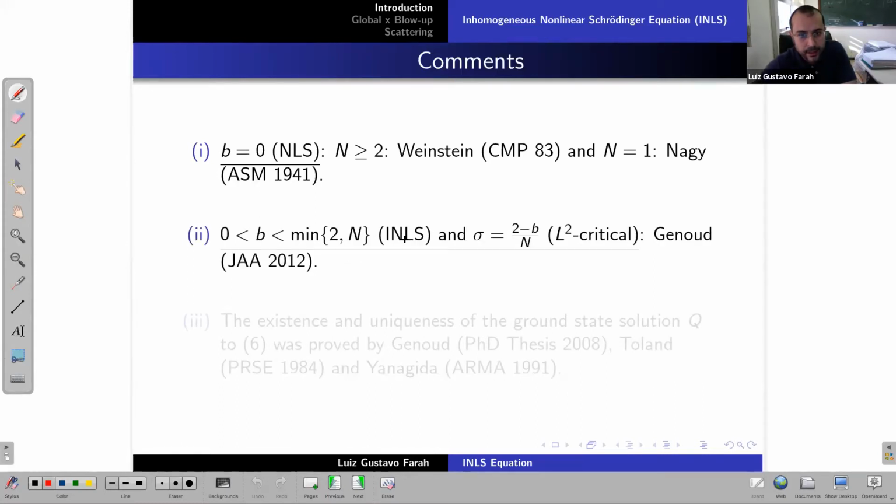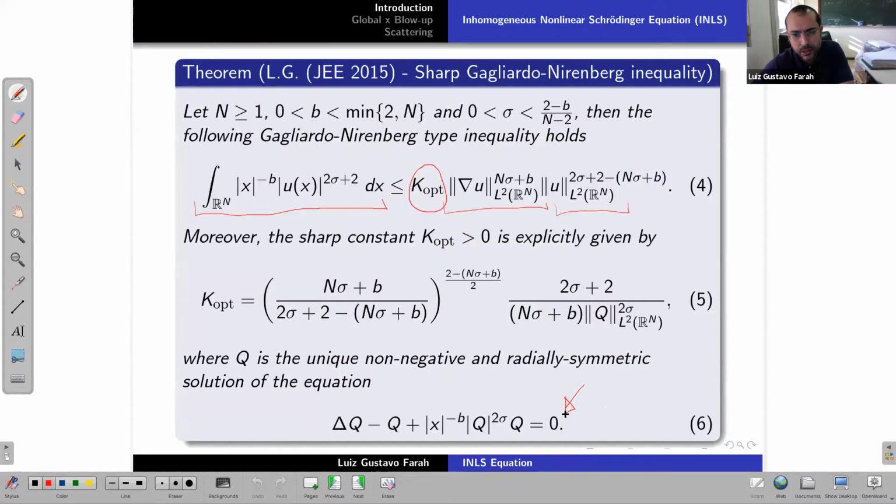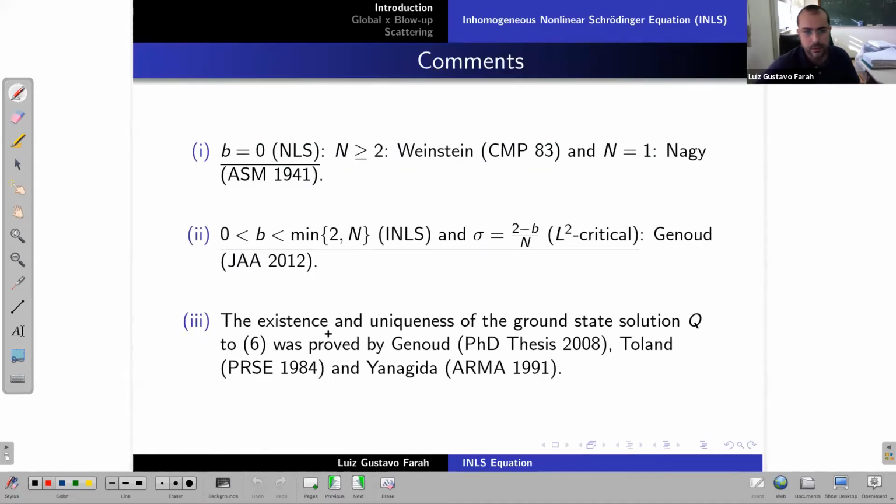If you go to the INLS case, then this type of inequality was first considered by Genoud in 2012, in the L2-critical case, where sigma is (2-b)/N. Here we are trying to extend this Genoud result to the intercritical case, between (2-b)/N and (2-b)/(N-2), where sigma is between these values. And also the existence and uniqueness of this ground state solution. Consider this equation here. The existence and uniqueness of radial solutions was proved by these authors here: Genoud, Toland, and Yanagida, right?